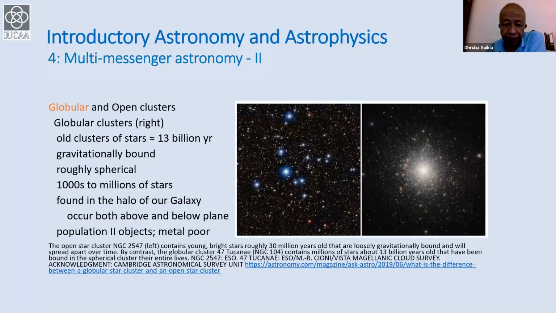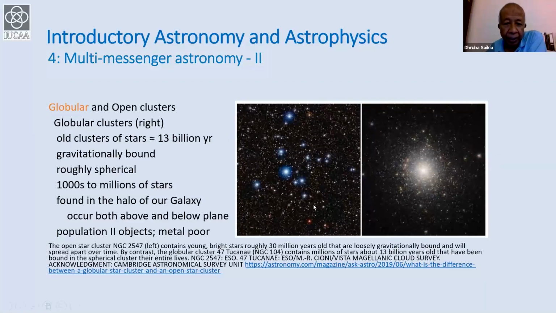They are metal poor, and I should mention over here that in astronomy, anything heavier than helium is referred to as metals, hydrogen and helium excepted. They occur both above and below the plane. They form a spherical halo around our galaxy, and these are referred to as population 2 objects.